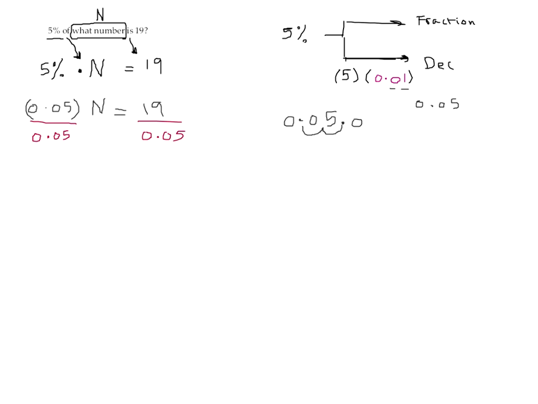So in this case, 0.05 divided by 0.05 would be 1. So 1 times n would be n. So n is equal to 19 over 0.05. So I'm assuming everything else would be easy by now. If you divide 19 by 0.05, you would get 380. You can use long division for that. Do you follow the steps? Yeah, I'm following.